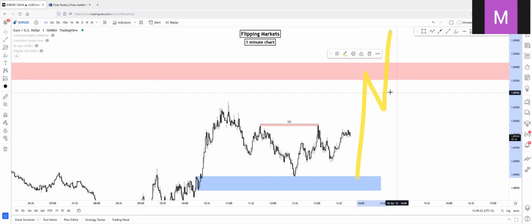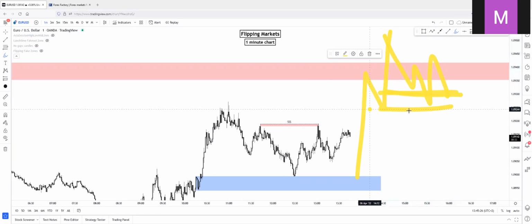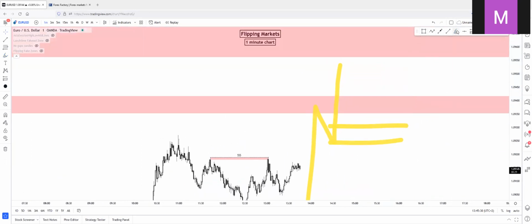So we'll be able to execute a new long trade, new change of character trade on this freshly created 15-minute demand zone down here, and we'll be able to target this higher time frame supply zone up here.